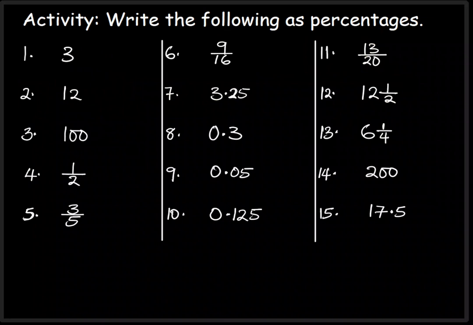It's a very simple thing. So you have activity questions here. You just change them to percentages by multiplying them by 100% and that will give you your final answer. So this is what we do when we change numbers to percentage.